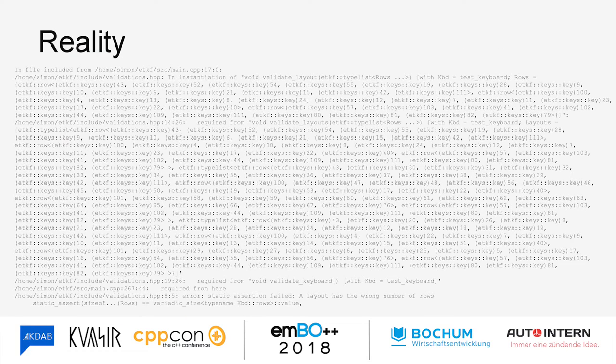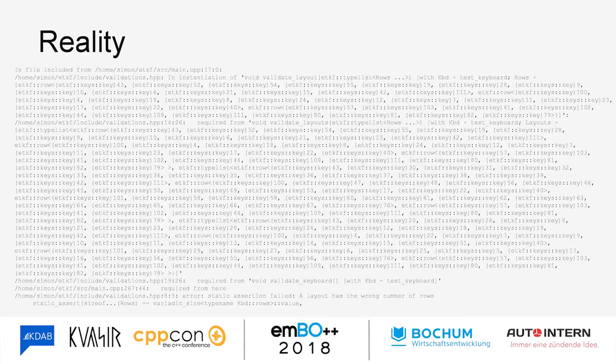This is reality. It's not great. It's actually better than the C version because at least I got an error. And you can't see it down here, but it is saying static assertion failed, a layout has the wrong number of rows. It's hidden in this just spew of templated nonsense.